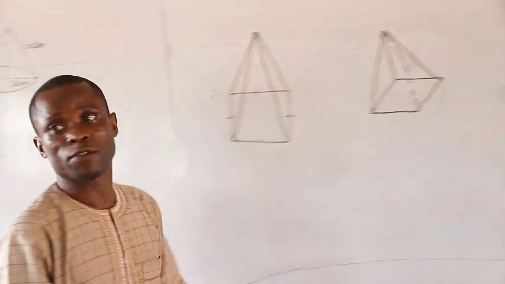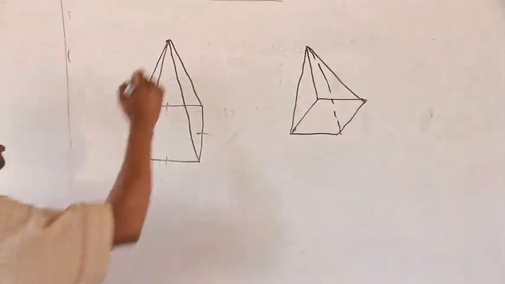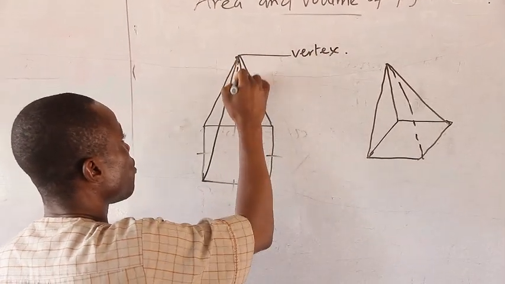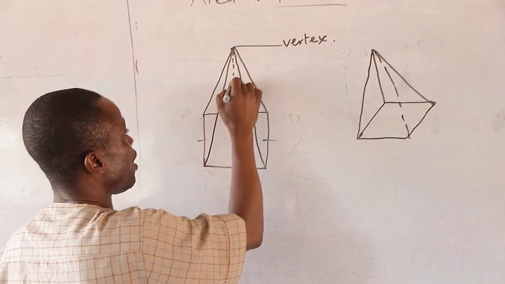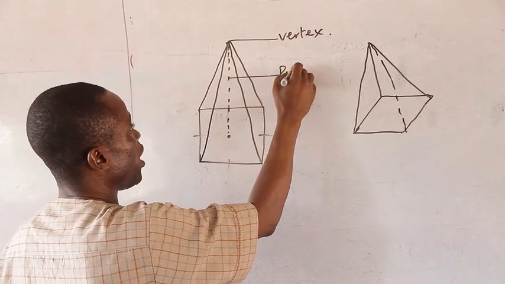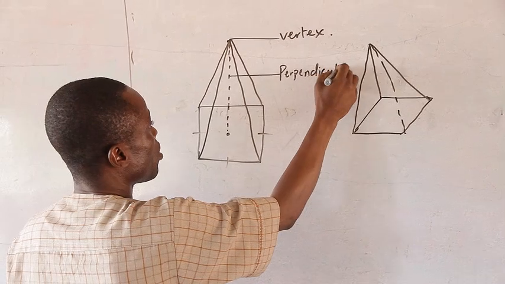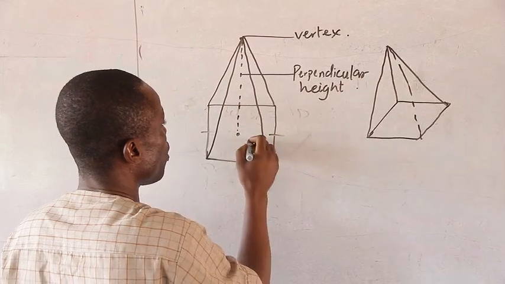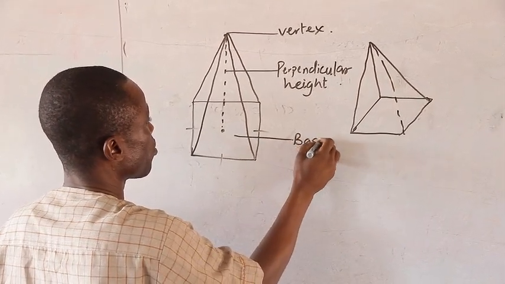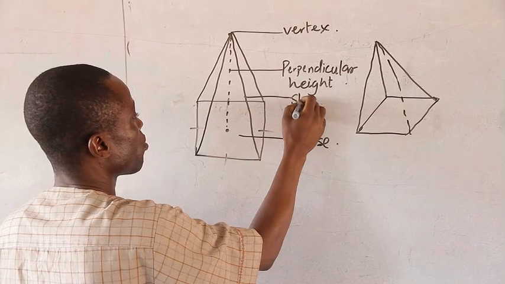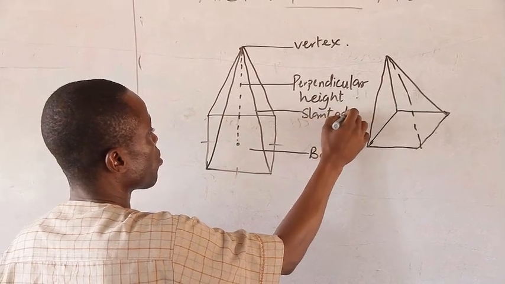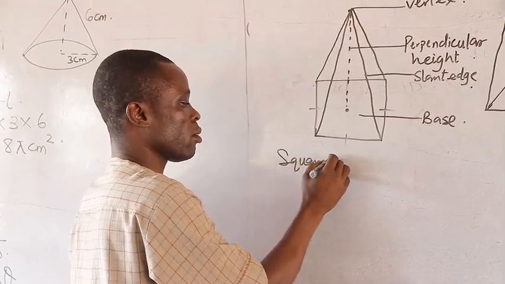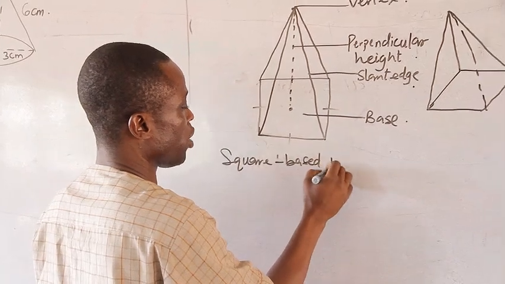Then this, another form of pyramid. So we have this as a vertex. This is a vertex. We have perpendicular height here. Perpendicular height. Perpendicular height. We have base. We have slant edge. So this one is a square base pyramid.